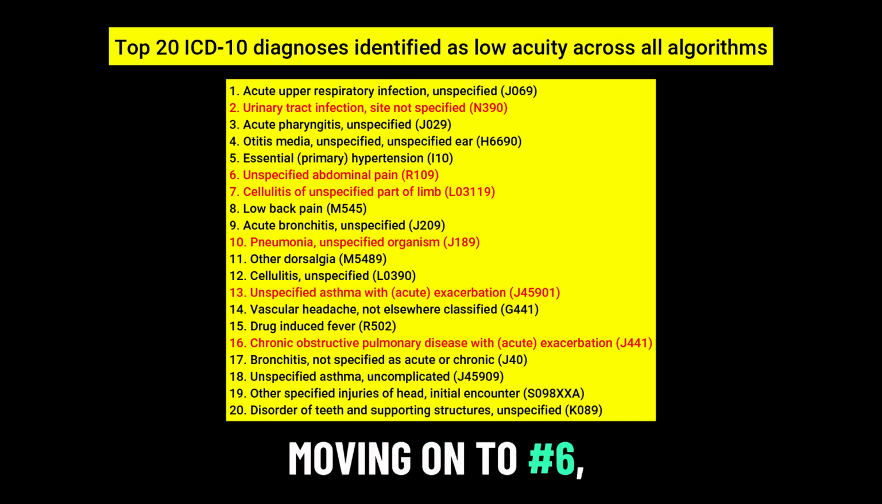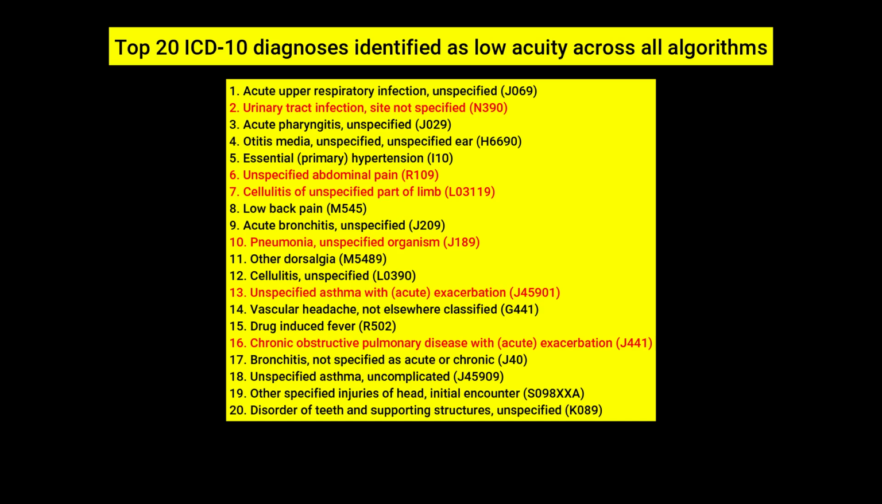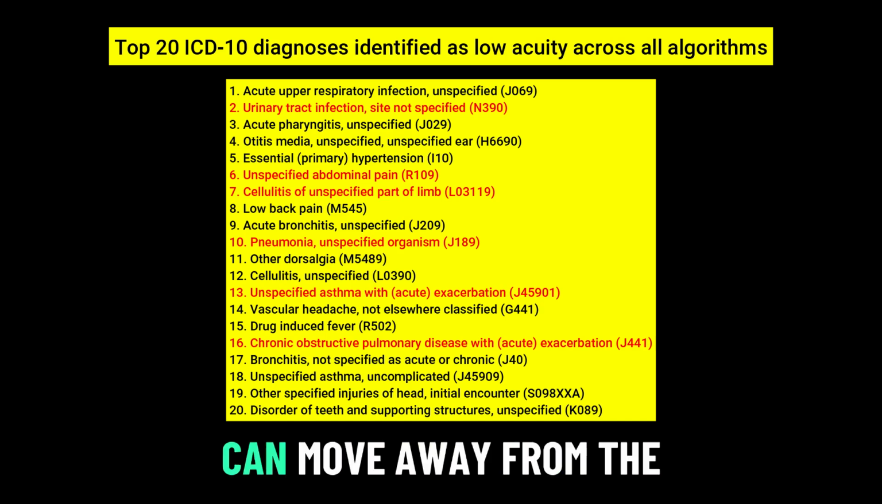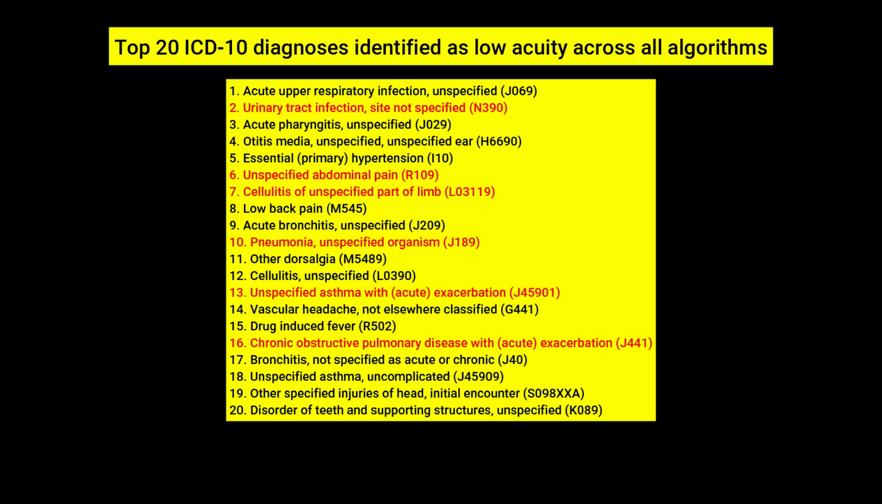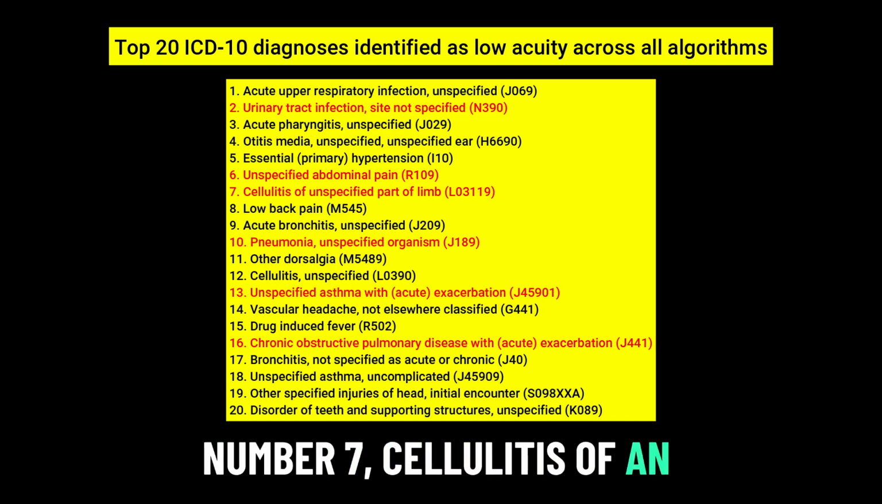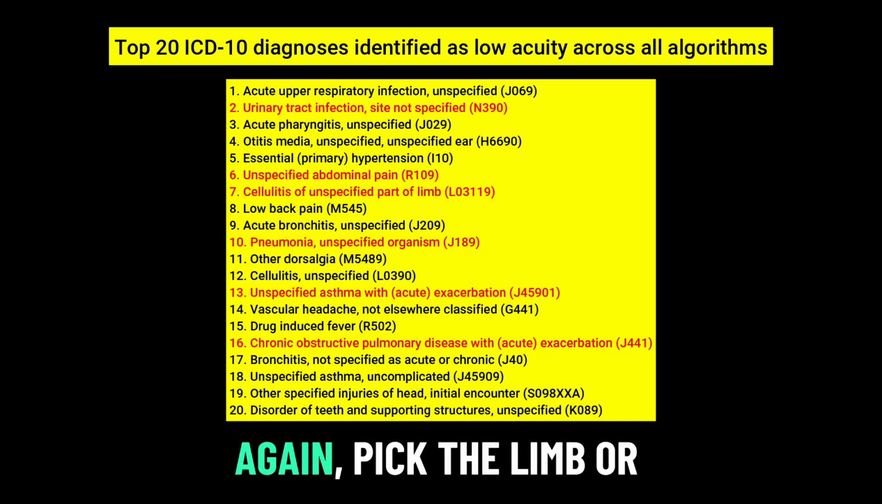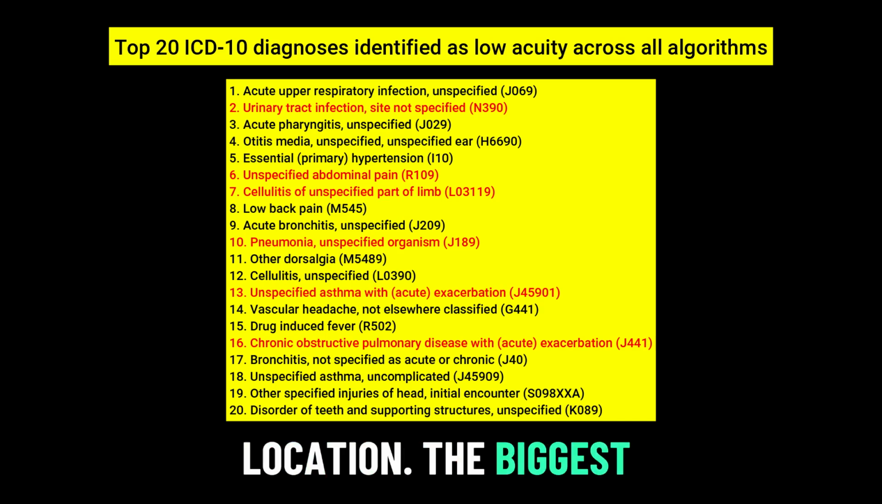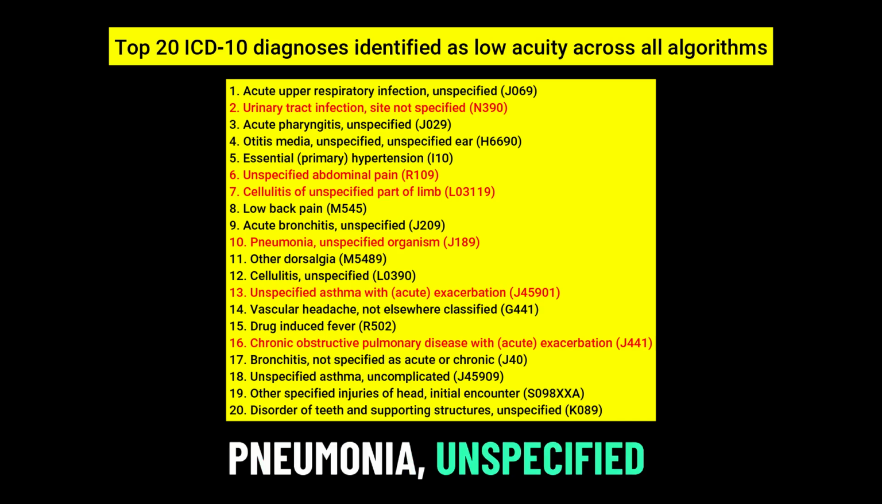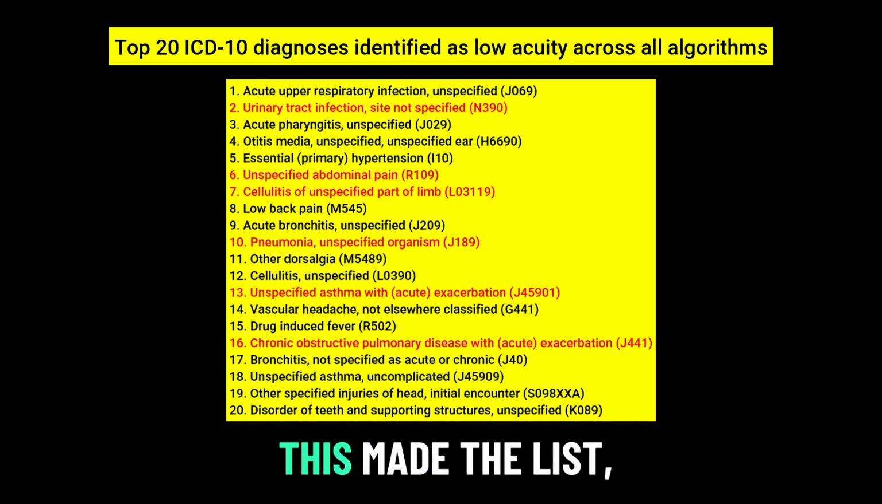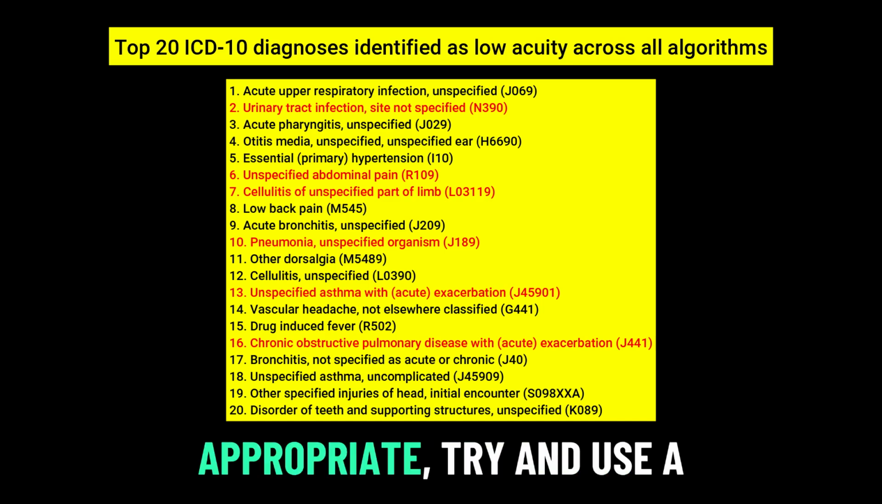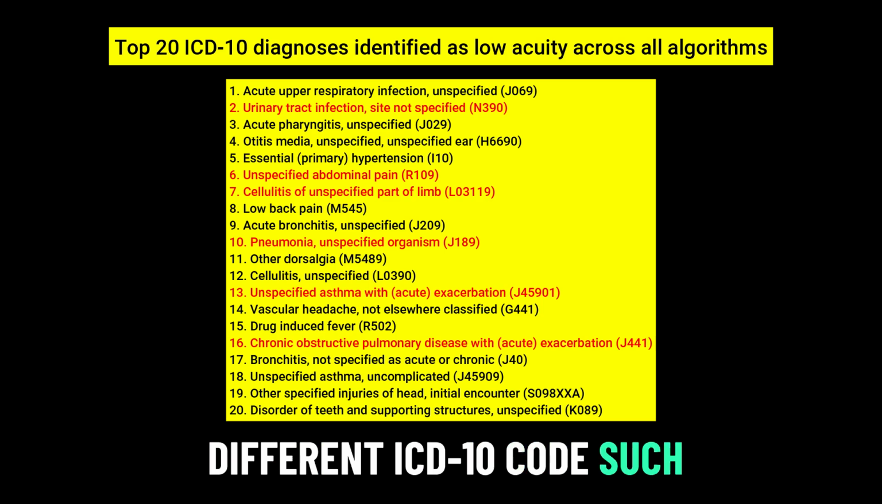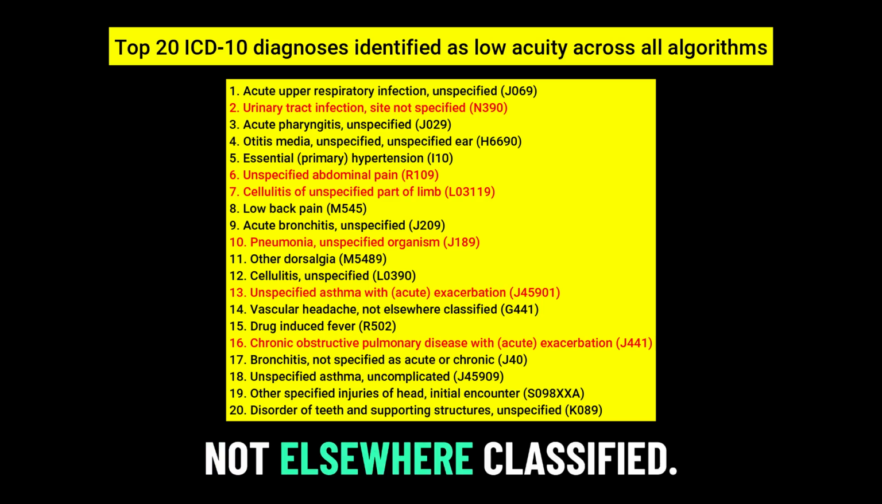Moving on to number 6, unspecified abdominal pain. If you pick the location or quadrant, hopefully you can move away from the term unspecified. Number 7, cellulitis of an unspecified part of the limb. Again, pick the limb or location. The biggest surprise is number 10, pneumonia unspecified organism. I don't know why this made the list, but I can tell you, if appropriate, try and use a different ICD-10 code such as bacterial pneumonia, not elsewhere classified.